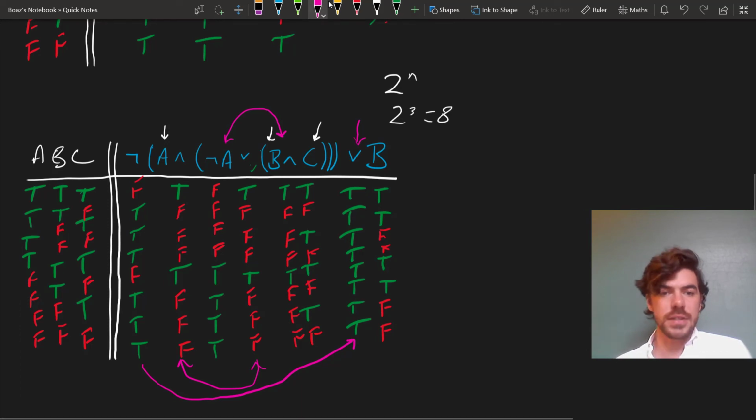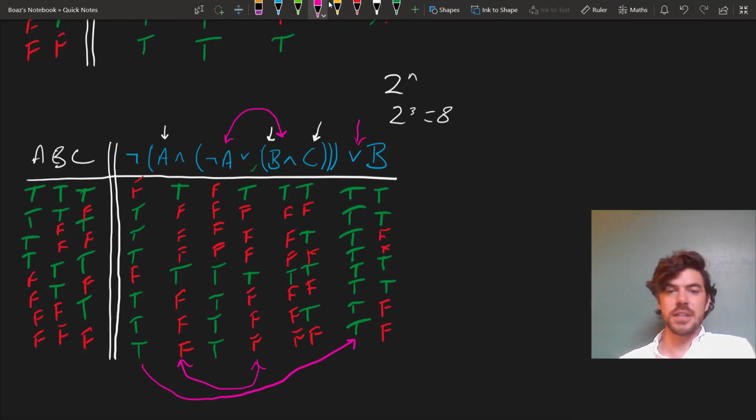Now, some people were asking about how to find the main connective. It's the one with the least parentheses around it. That's the most straightforward way of thinking about it. Notice, however, that or and not both have 0 parentheses around them. So what do we do here?